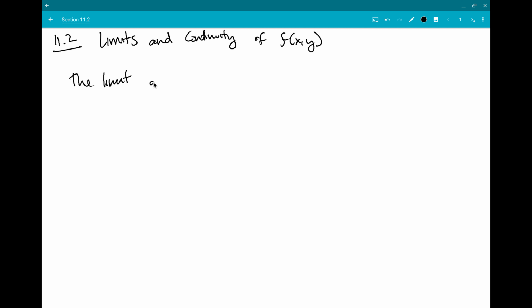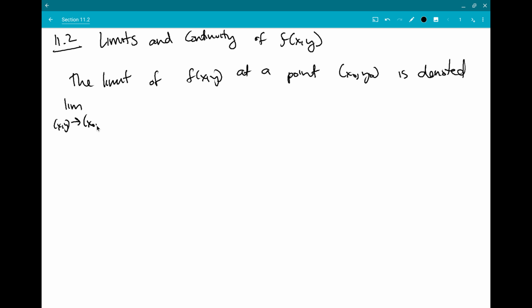So the limit of f of x, y at a point x0, y0 is just going to be written as the limit as x and y go to x0, y0 of f of x, y. And if it exists, we'll write it as some scalar amount L, and we'll talk a little bit as we move forward about how to tell if that limit exists.